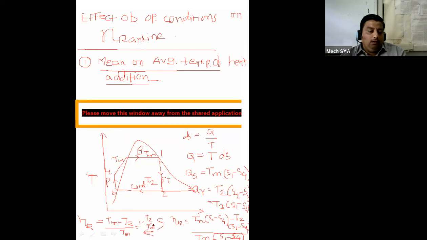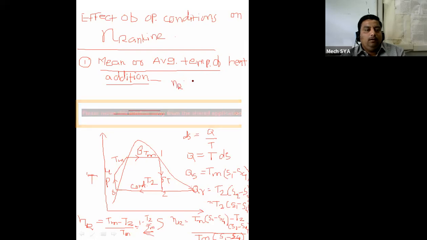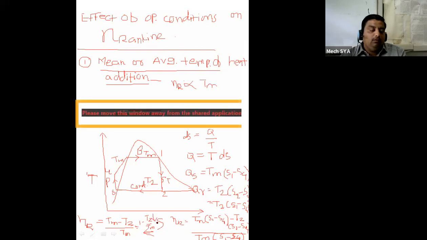That means, for getting more efficiency, Tm should be more. So eta Rankine is directly proportional to Tm. For getting more efficiency, T2 should be as low as possible, and for getting more efficiency, Tm should be higher. If Tm is higher, the efficiency is more. Therefore, eta Rankine is directly proportional to Tm. Understood by everybody?